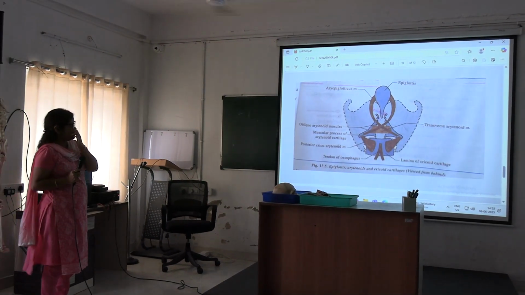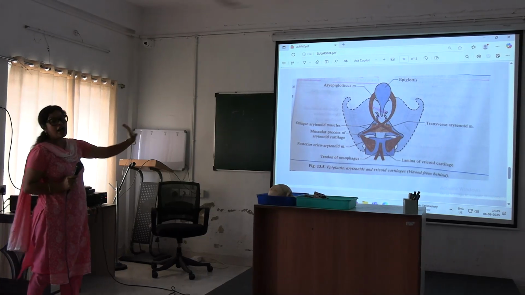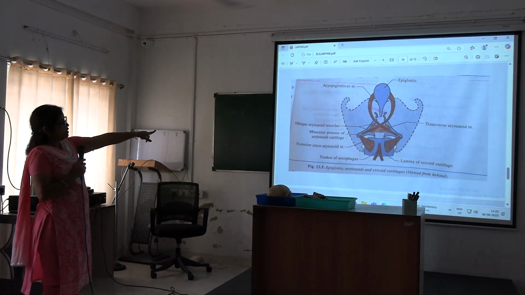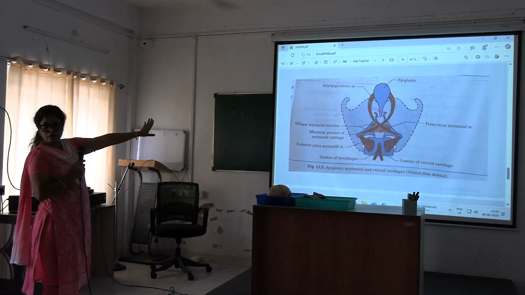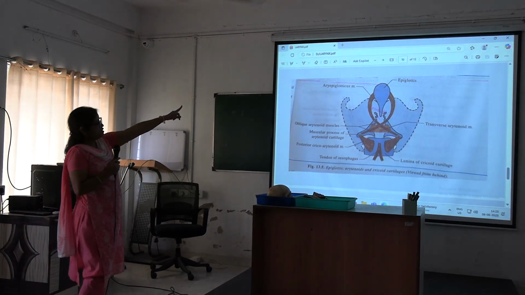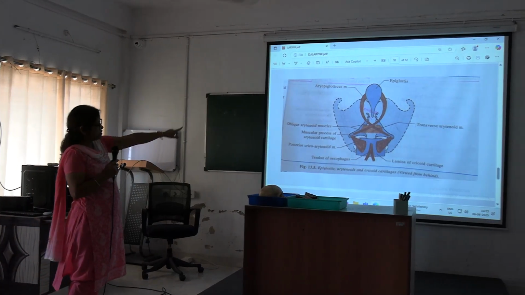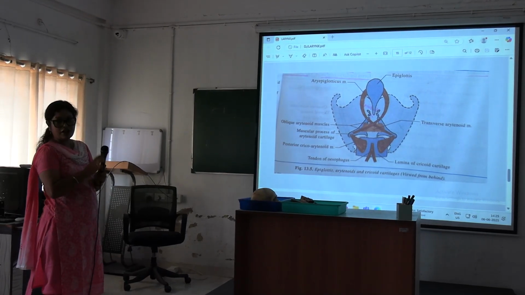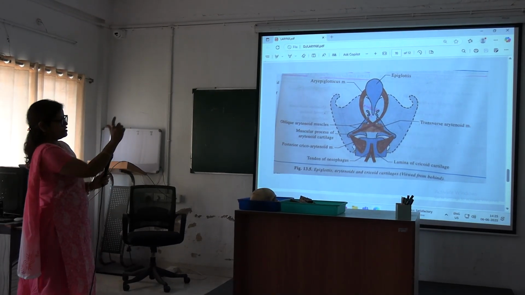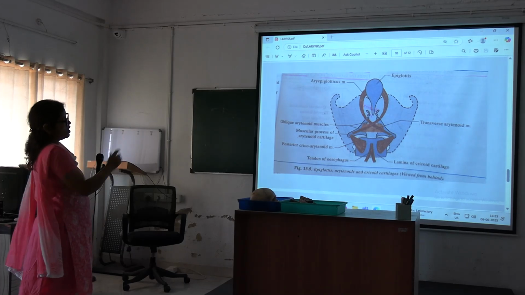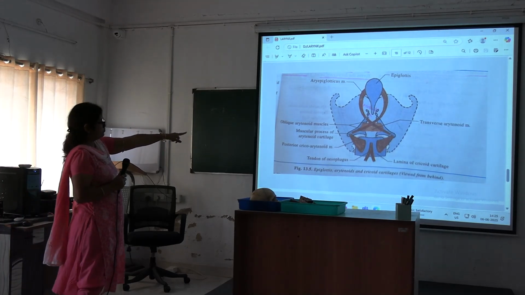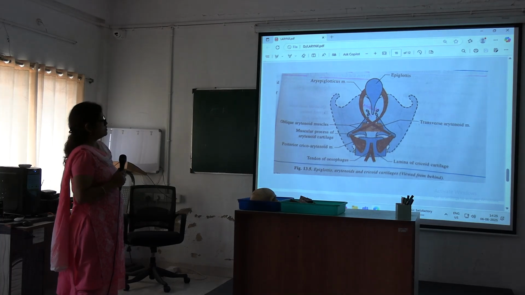Now come to this slide. This is the picture of the larynx from behind. In front, with the dotted line you see, this is the thyroid cartilage. Above this pear-shaped structure is the epiglottis, and below this quadrangular structure is the lamina of the cricoid cartilage. Cricoid cartilage is a ring-shaped cartilage. So that is the posterior part of the cricoid cartilage, and above that are the arytenoid cartilages.